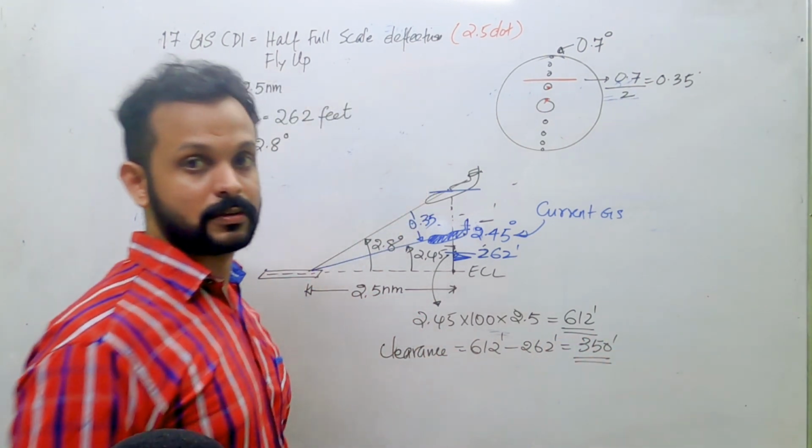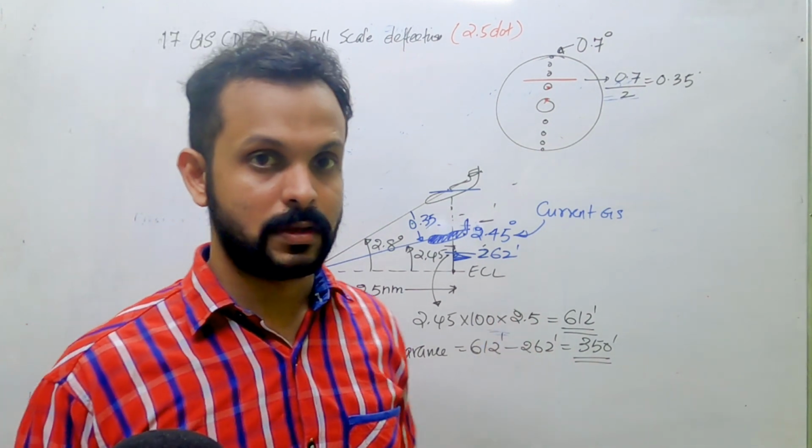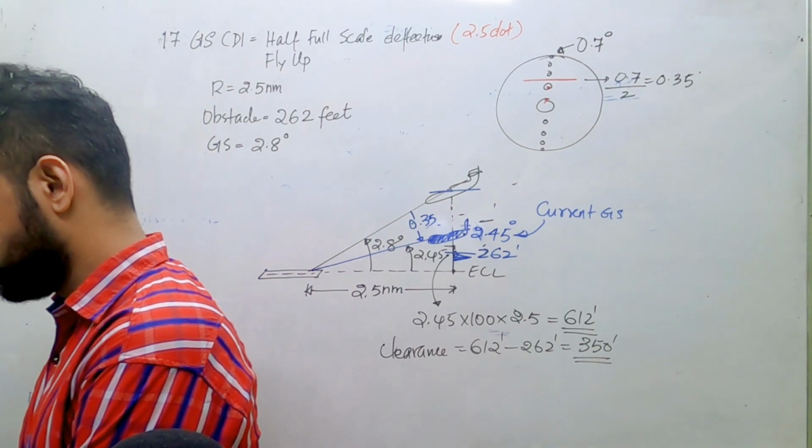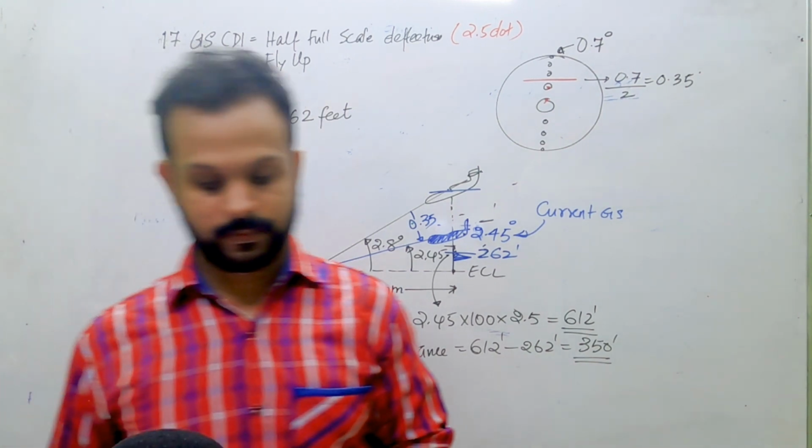So we have a clearance. Always check whether there's a clearance in the first place. We have it, and that is 350 feet. Therefore, what is the answer? Nearest is alpha. Yes, alpha.